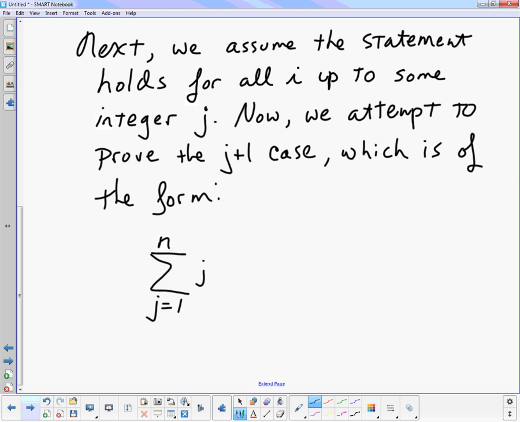and this goes up to n plus 1. No, just n. And now this is j plus 1 all over 2. My first step is 1. My last step is j plus 1, because that's where I'm going.